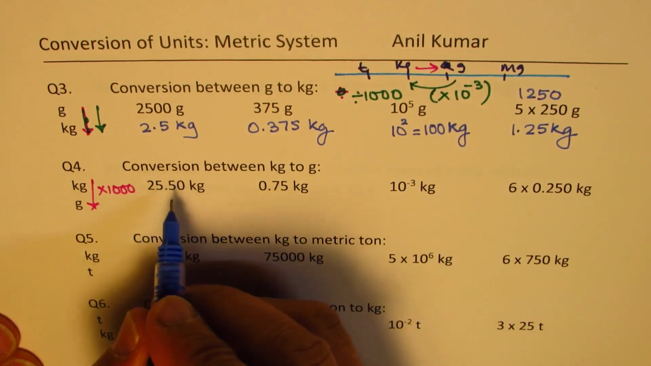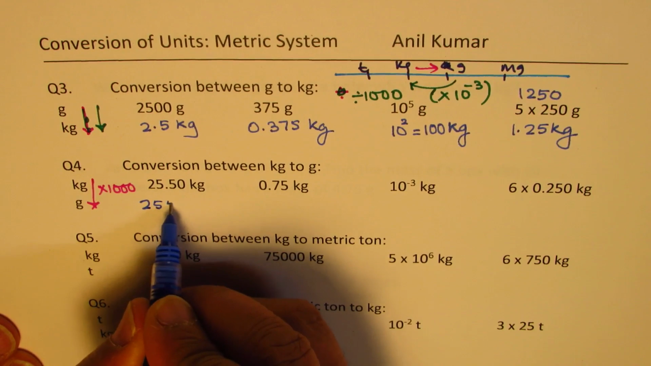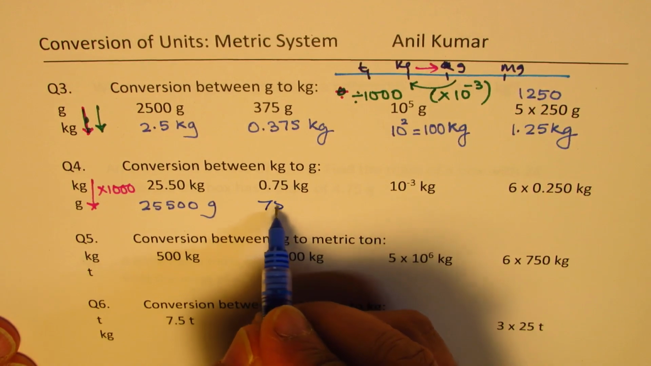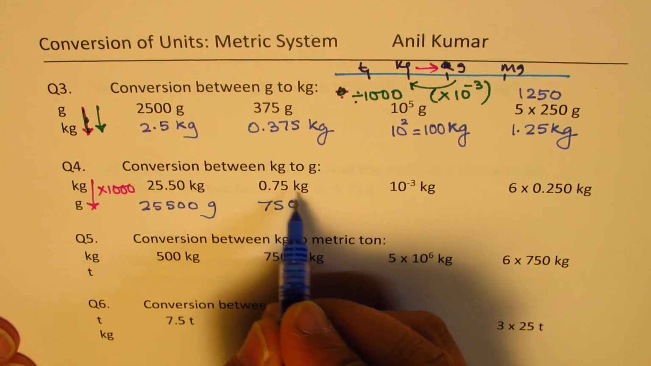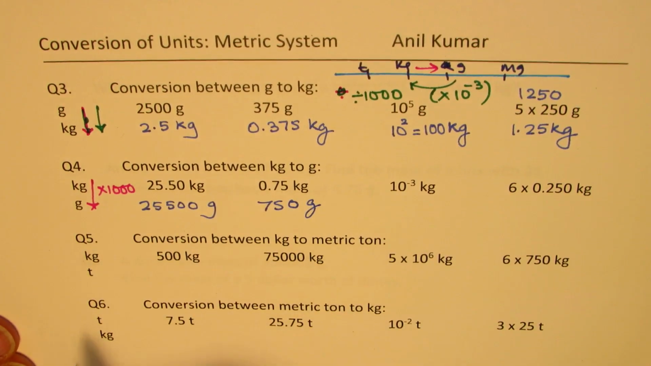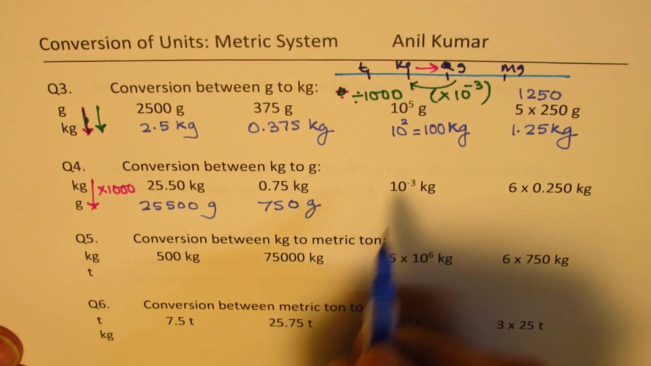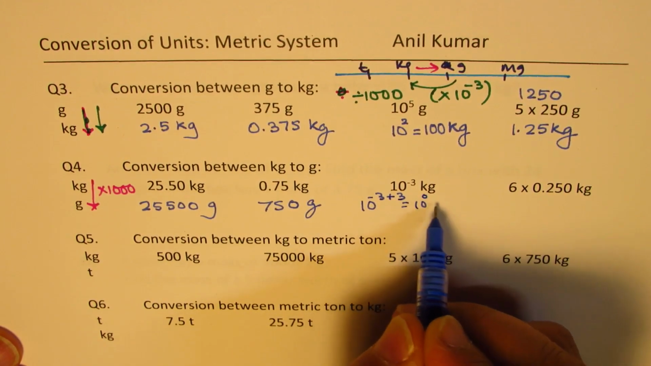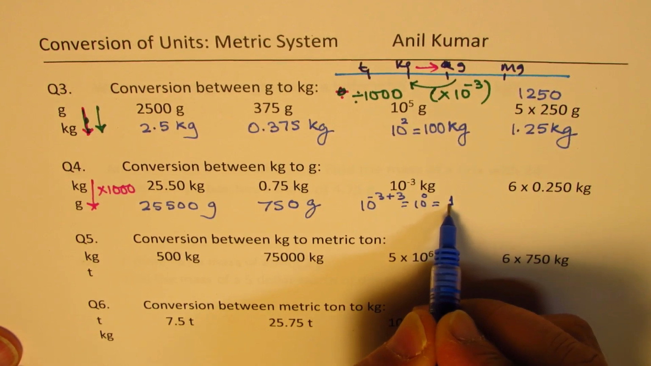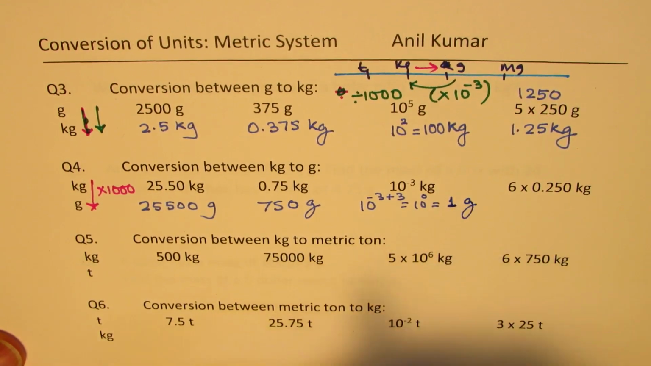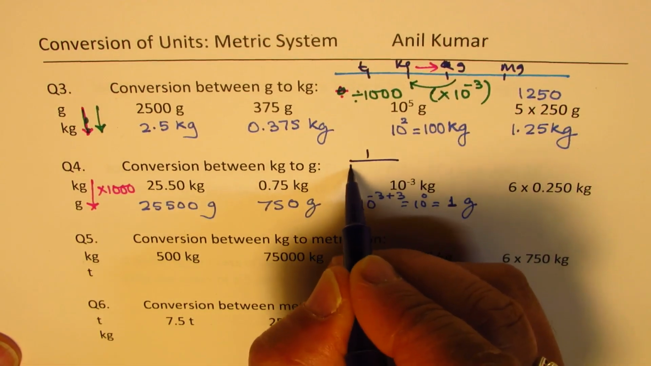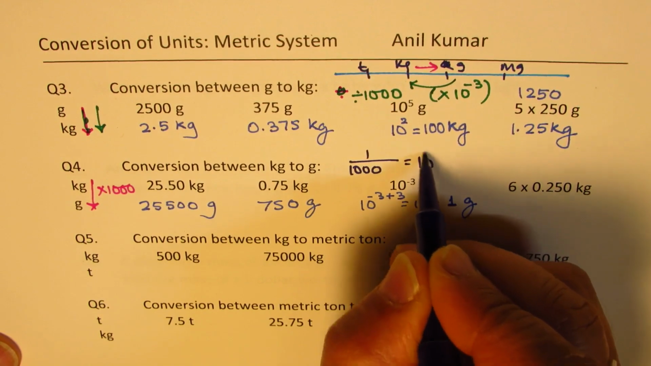Let's do it. 1000 means 25,500 grams. 75 kilograms should be 75, one more zero, right? So it has to move 3 units when you multiply by 1000. When you multiply by 1000, here, what do you get? You get 10 to the power of minus 3 plus 3, which is 10 to the power of 0, or just 1, right? So this is basically 1 gram. 10 to the power of minus 3 kilogram is 1 gram. You could think 10 to the power of minus 3 as 1 over 1000. Is that clear? So this is 10 to the power of minus 3.